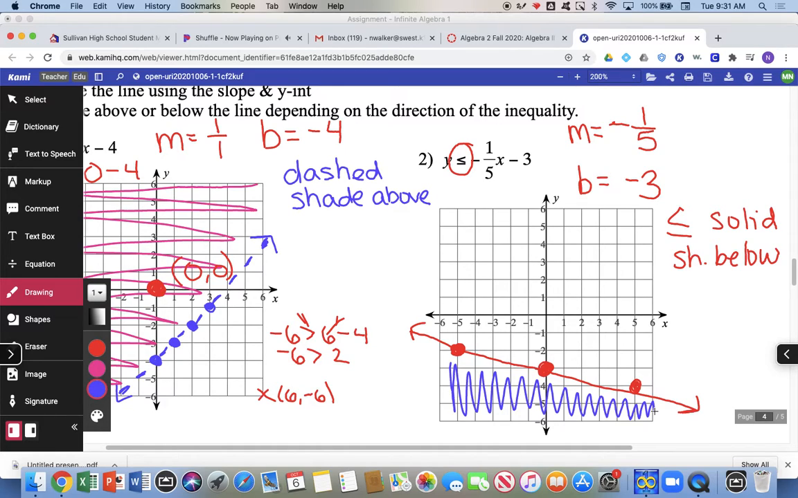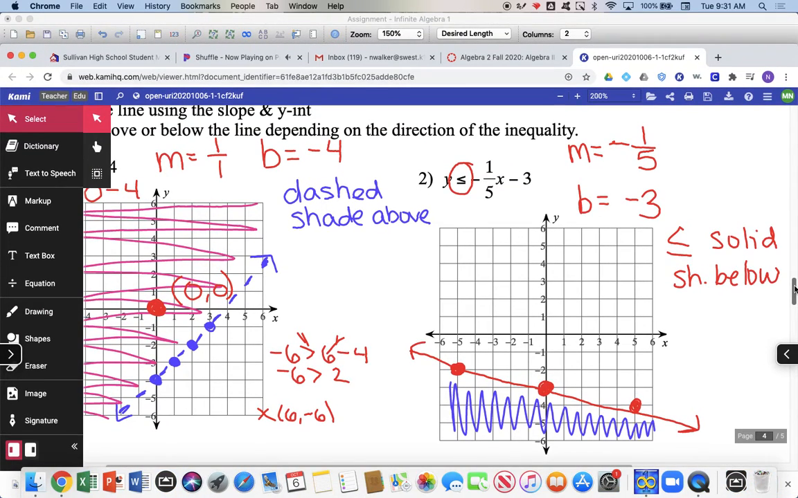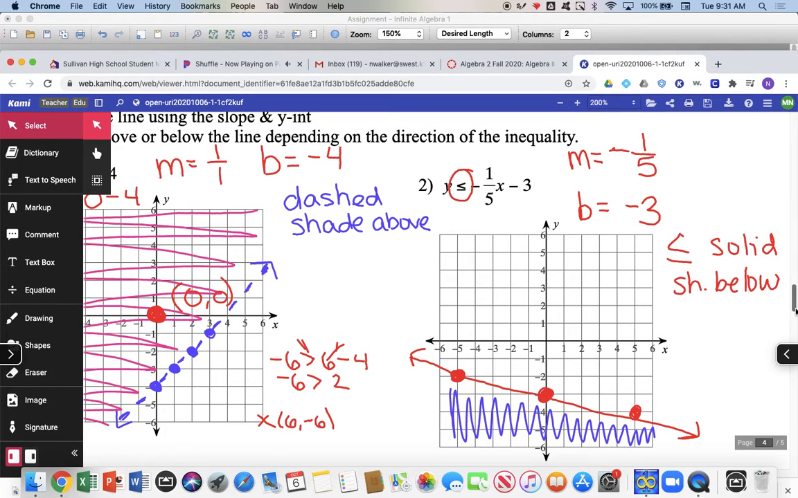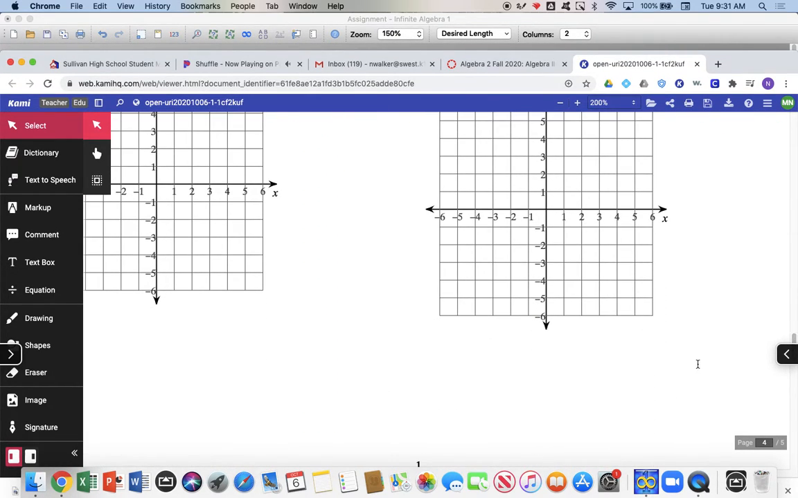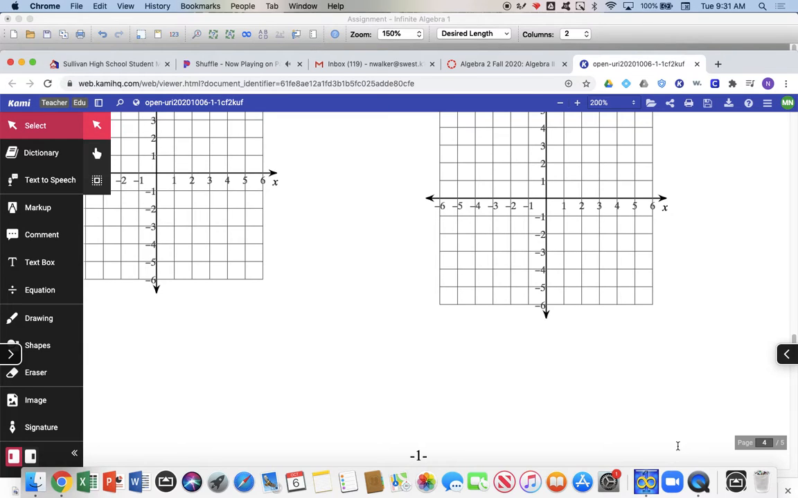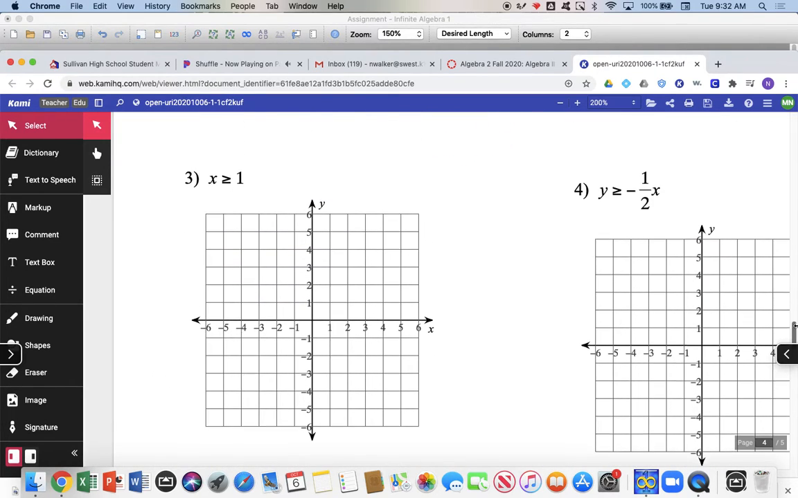Try another one? All right, let's see. Let's go down. I want to go back over. I'm not perfect at it yet. What about this one?